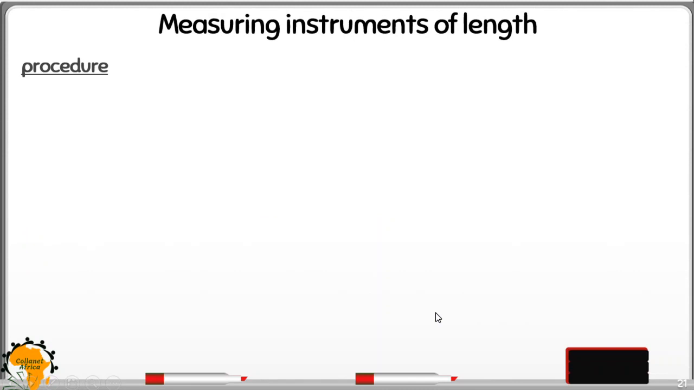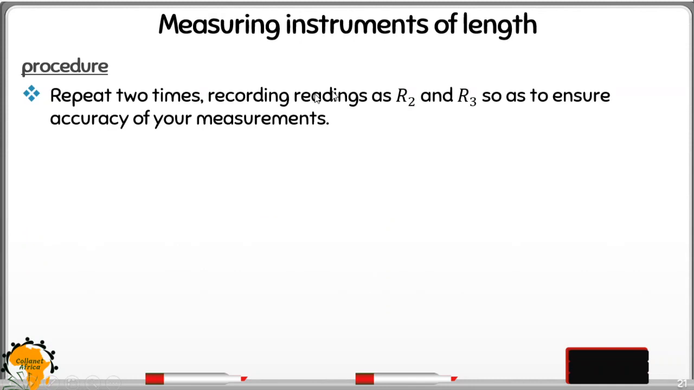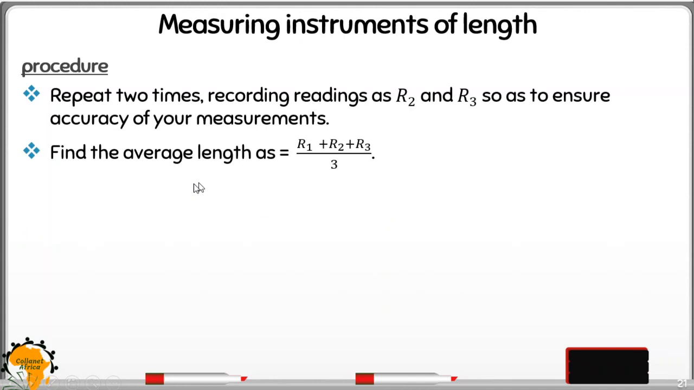Then you repeat the procedure for accuracy. You repeat the second one, you call it R2. You repeat the third one, you call it R3. Then finally, get the average. For us to get the average, we always add. We are going to add R1 plus R2 plus R3, then divide by 3. That way you are able to get the average.